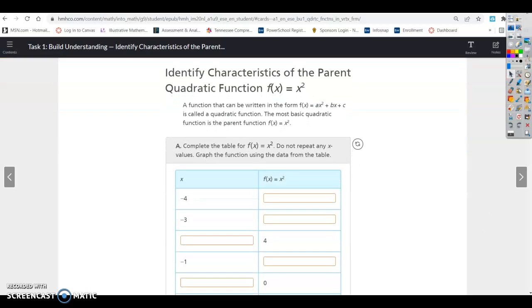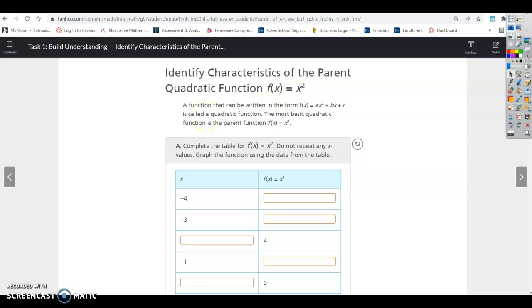All right, so remember the parent function is the basic form of that function. So for quadratic, y equals x squared, or f of x in function notation, f of x equals x squared is your parent function. So it's the most basic function for a quadratic equation.